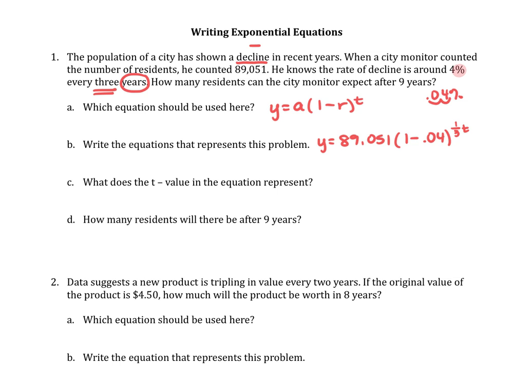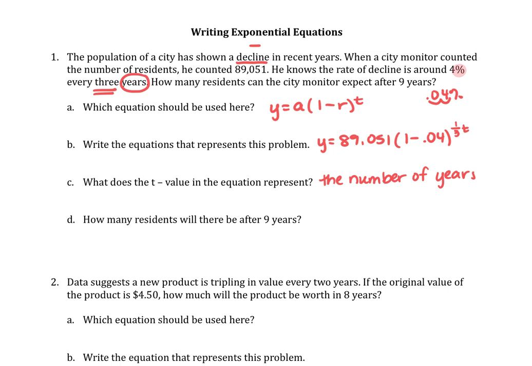All right, so now part C says, what does the t value in this equation represent? And this is the number of years. I know that because it tells me it's 4% every 3 years. That is the unit of measure.